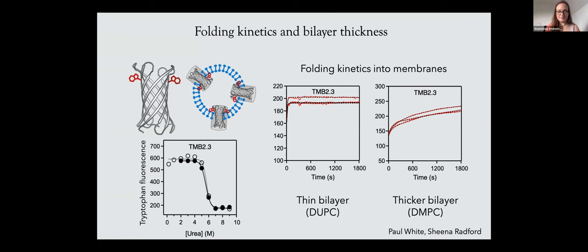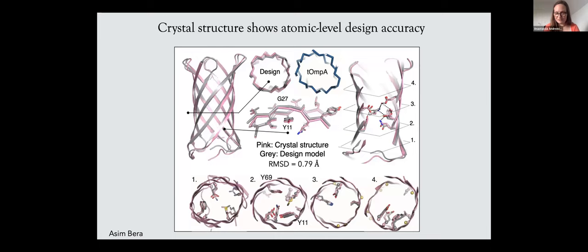We also saw the crystal structure of one of the designs, and the crystal structure was very similar to the design model. Again, we're very excited to see that at the level of the side chains, but also at the level of this pore cross section that we designed using glycine kinks.